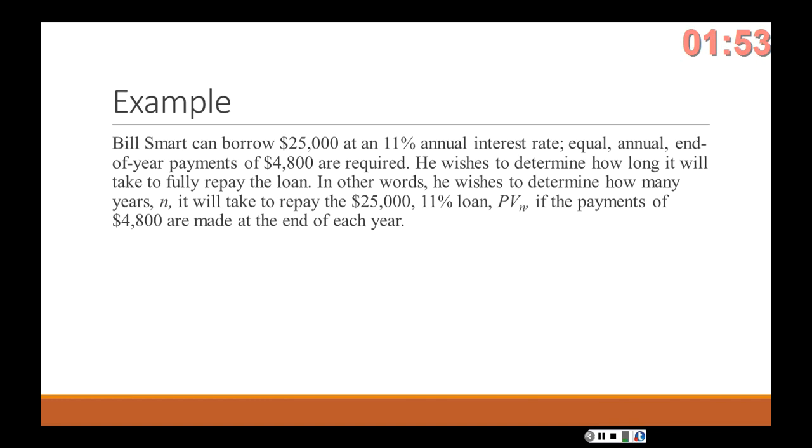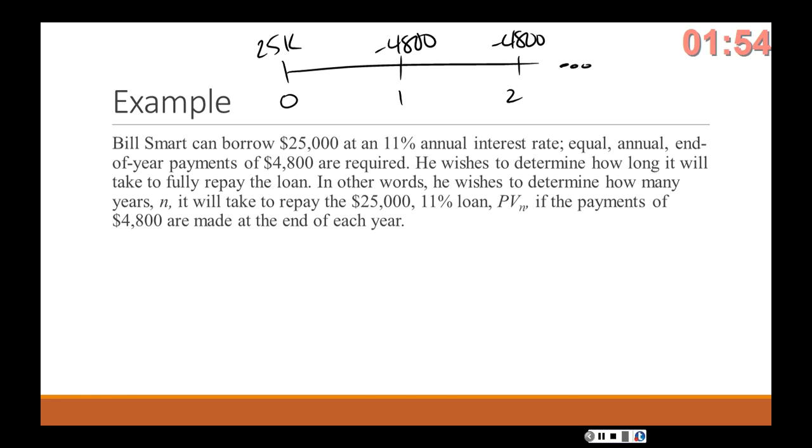So here's another example. Bill can borrow $25,000 at 11% interest. He's making equal end-of-year payments of $4,800. He wants to see how long it's going to take to repay his loan. So at time period 0, he receives $25,000. He's making payments of $4,800, so these would be negative. And he's wanting to see how long it takes to have that balance down to 0. And the interest rate is 11%.